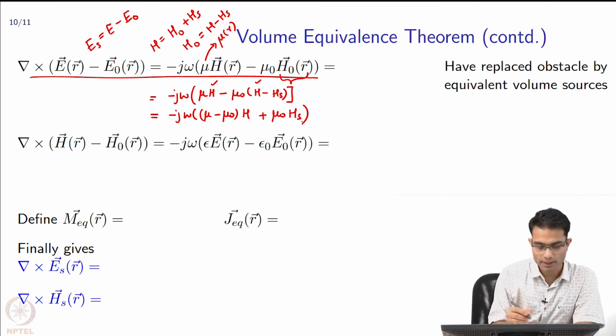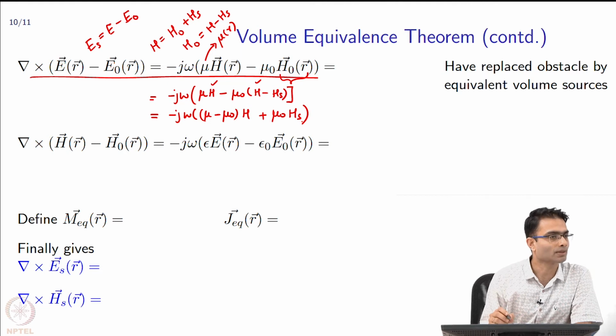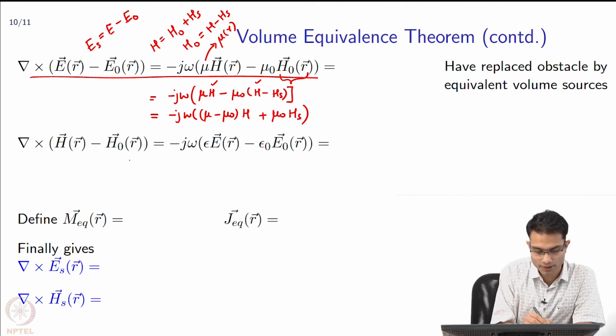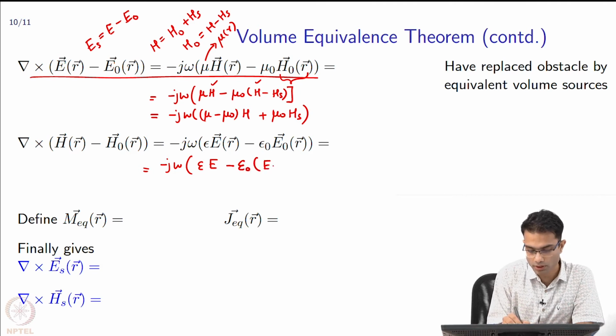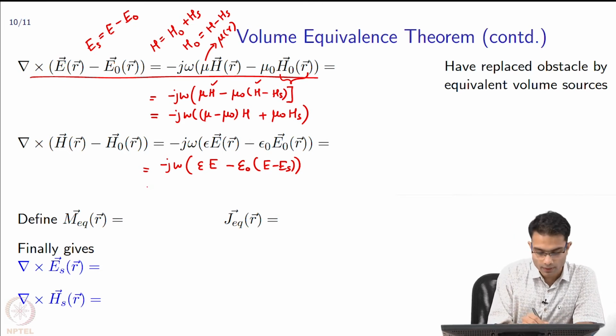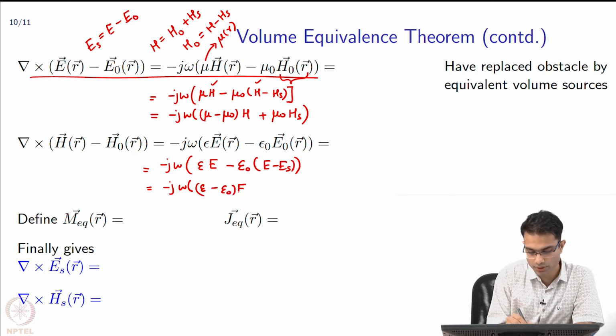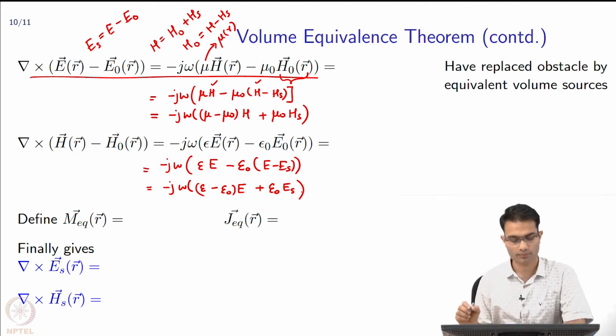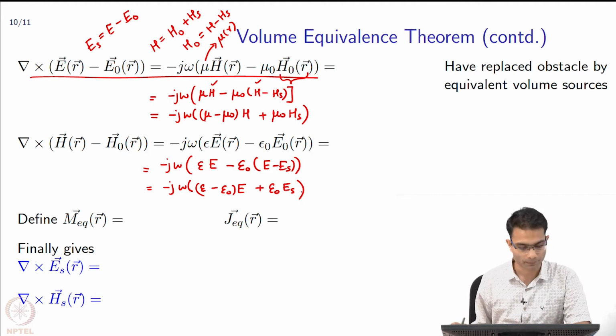Okay, very good. I can repeat the same algebra for the second equation also, right. So, I will write this as minus j omega epsilon E, I leave it as it is, okay, and minus epsilon naught E minus E s in this case. Right. Again I can combine the epsilon minus epsilon naught terms into a E, and I will get a, okay.